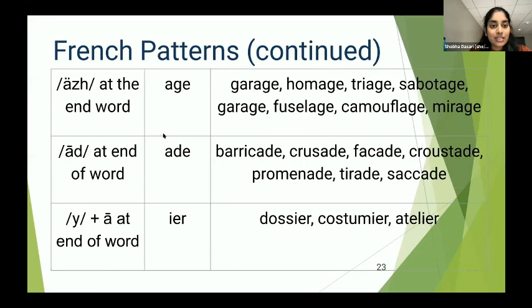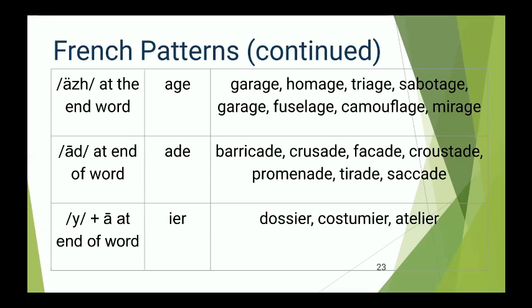And then for the aj sound at the end of French words, the zh is pronounced ja, and that will be spelled with an age. So like garage, homage, triage, sabotage, fuselage, camouflage, mirage are all spelled with that age spelling in French.